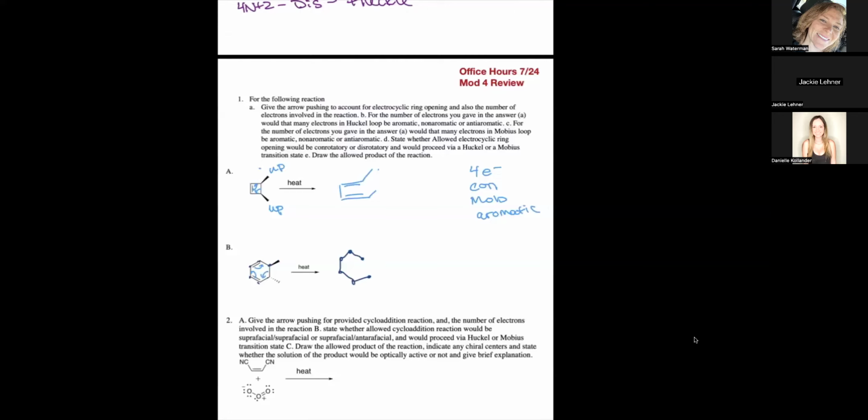Okay, and then we have 6 electrons, which means this is what kind of system? 4N or 4N plus 2? 4N plus 2, which means what? Huckel or Mobius? Huckel, yeah, exactly. And which makes this aromatic as well, right? Because this is our alkyl system. We have the aromatic because we have all sp2 in their conjugated systems, right?